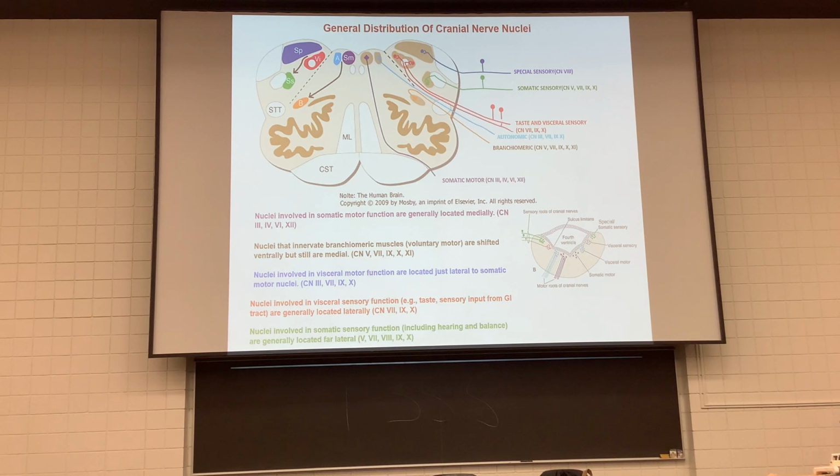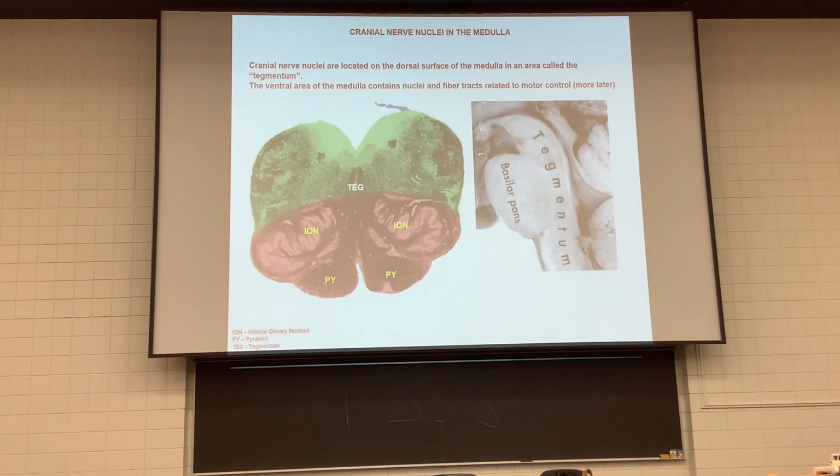try to get this general distribution of the nuclei down first. And then we'll worry about naming which one is which. You don't have to, you can rote memorize, but I'm trying to help you put it into some context. Okay, so here's another way of looking at it.